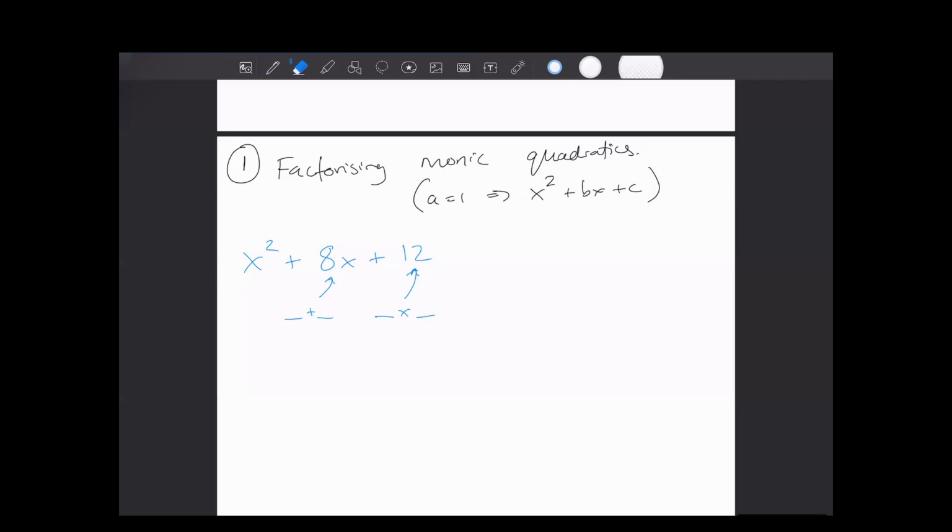I'll turn them into (x + 2)(x + 6). Like this? Yeah. Awesome. Very good. So you've got that completely down pat. Let me just really quickly explain, because this seems like a bit of magic.